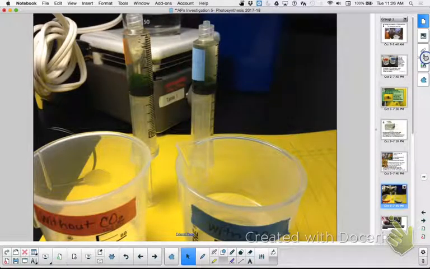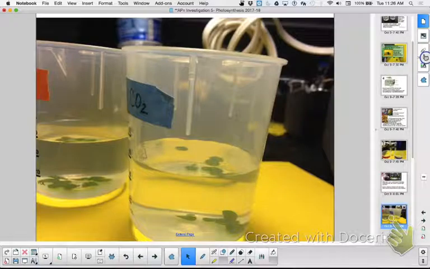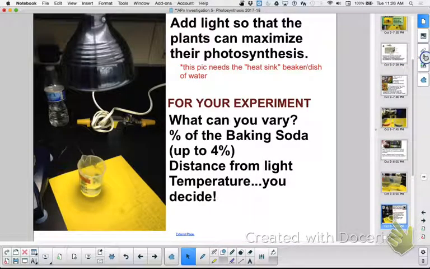Okay, so it'll look like this. Dump them at the same time. Put them underneath the light, and then start to count as they float up. What else is in here? Oh, that's what they look like. We already talked about this.